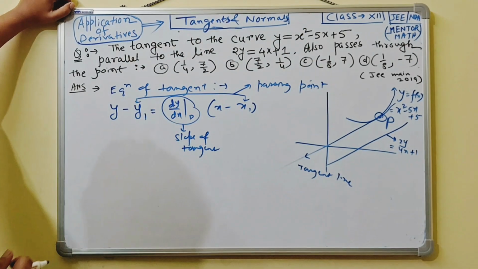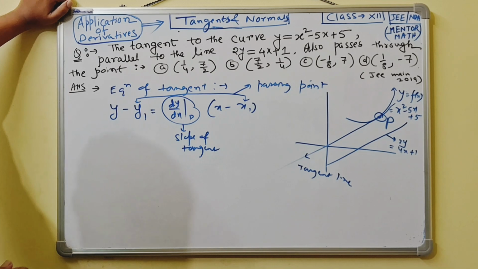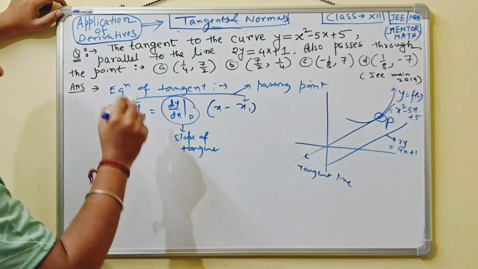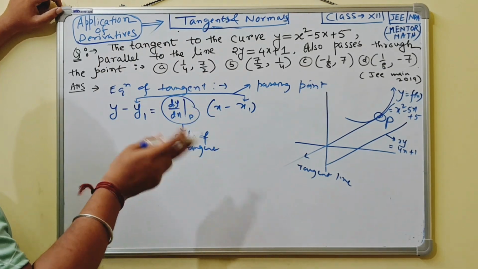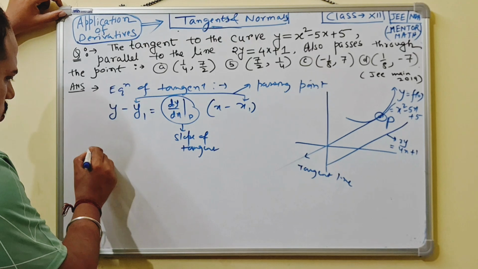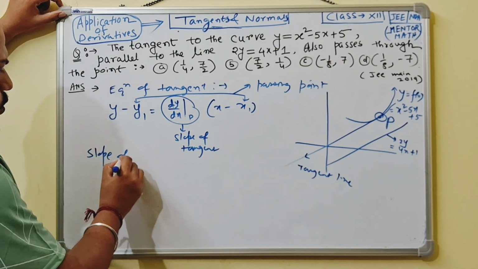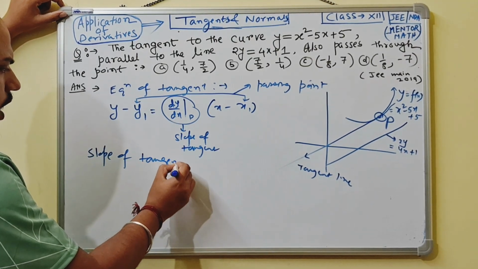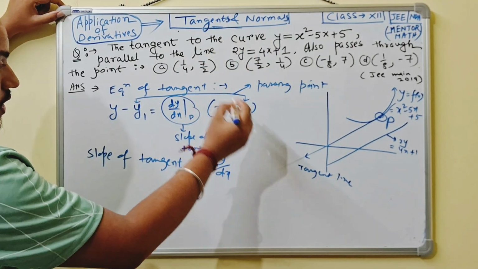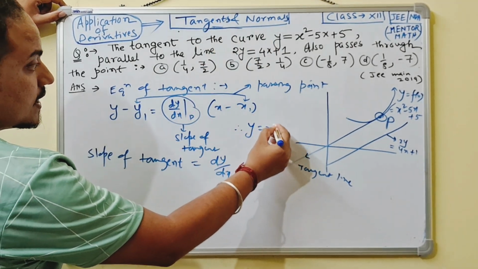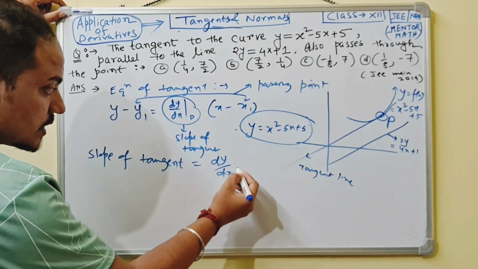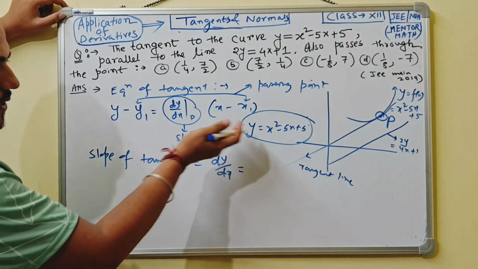Okay, so next comes the main issue, that is your slope of tangent, because the tangent line and the given line both are parallel, so their slopes are equal. Okay, so now first of all find the slope of tangent. So how do you have to find the slope of tangent? Just dy/dx, and according to your question it is already given y is equal to x square minus 5x plus 5. So this is your given curve.